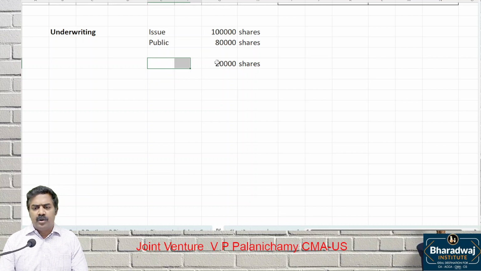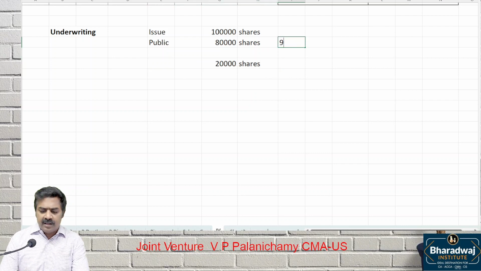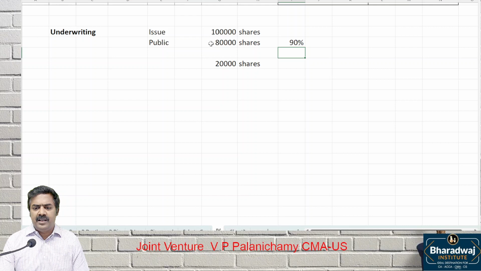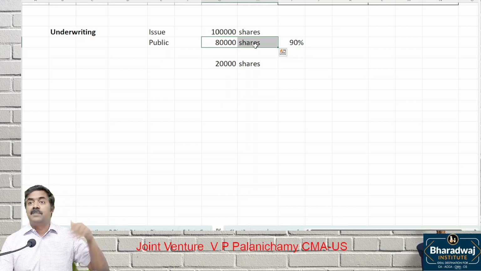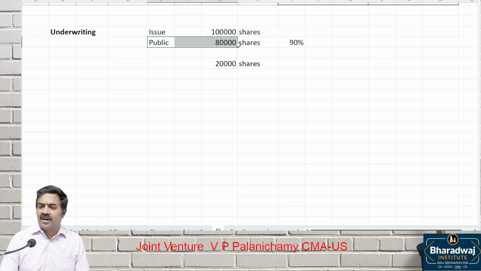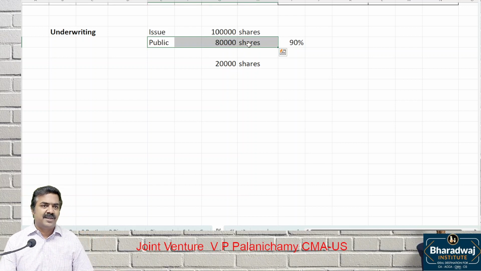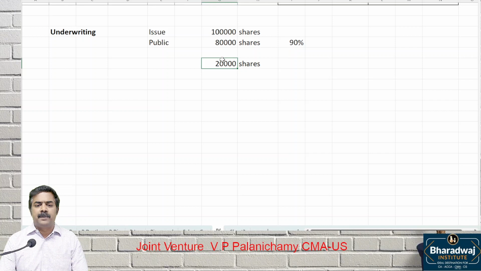Clear? Now to avoid this risk, as per company law, minimum subscription required is 90%. But here only 80% is subscribed. In this case, the company must return back full application money. If 90% is not subscribed, what the company should do? They must return full application money. The company will not get capital for investment. To avoid this risk, they appoint a person called an underwriter.